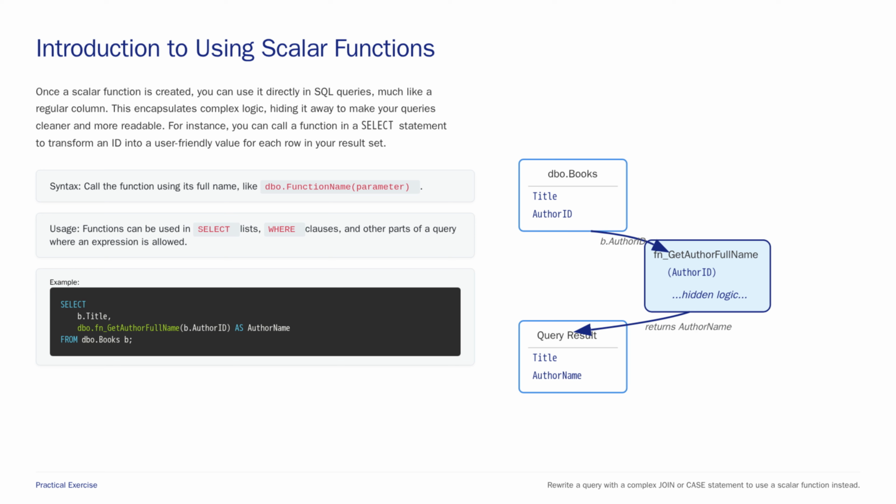Now that our function exists, how do we use it? It's simple. We can use it in a select list, just like any other column. For example, we can select the title of a book and then call our function, passing the author ID from the books table to get the author's name for each book. See how clean that is? The complex logic is hidden away.